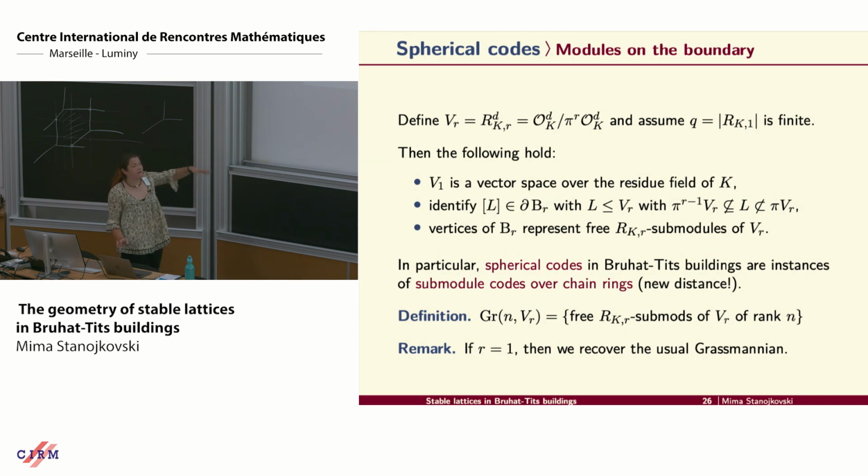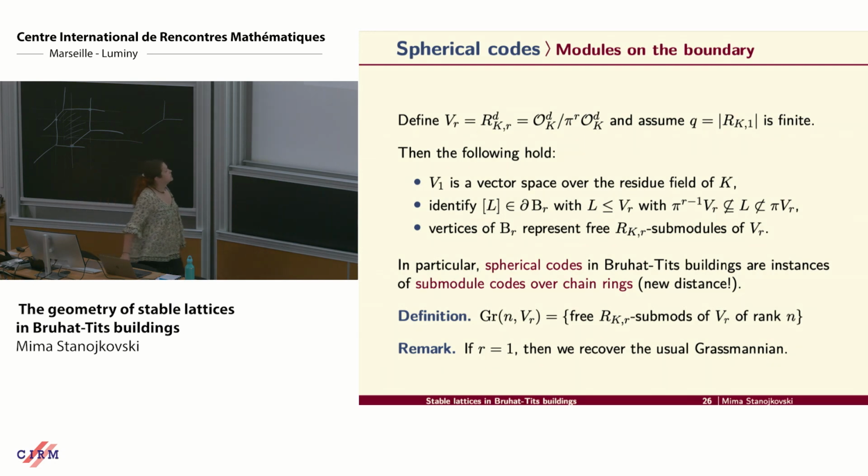And this gives us an interpretation of spherical codes in Bruhat-Tits buildings as submodule codes over chain rings. What is interesting is also that this distance induced by the distance in the building is a new distance, as far as I know, because it does not match the usual subspace distance that is used over vector spaces, say.